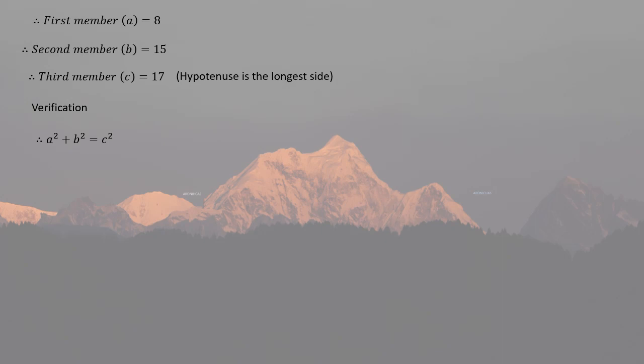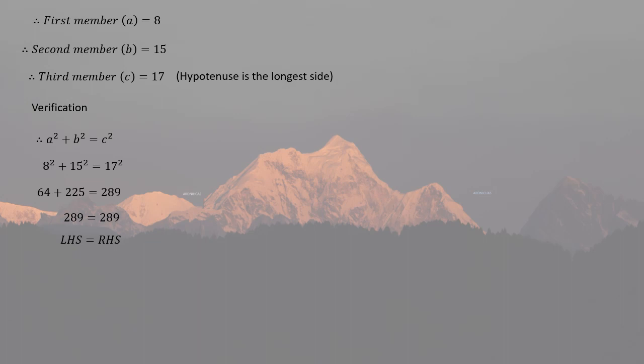So replacing a, b, c as 8, 15 and 17 respectively, we get 8 square plus 15 square equals 17 square. 8 square is 64, 15 square is 225, 17 square is 289. You can find out the square of 15 and 17 easily by using the method that I taught you earlier, and we get these numbers. And when we add 64 plus 225, I get 289 on the LHS. On the RHS we have 289. So we see that LHS equals RHS, so satisfying the Pythagoras theorem. Therefore 8, 15 and 17 is another Pythagorean triplet.